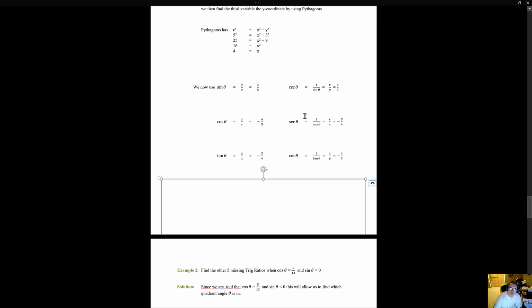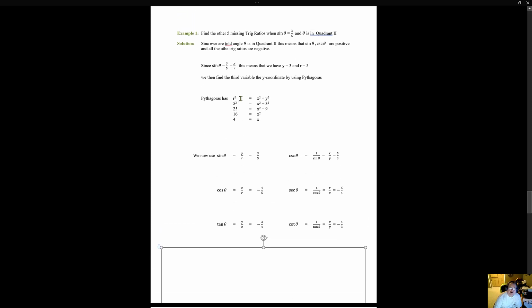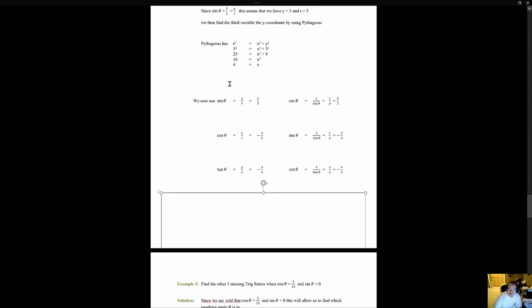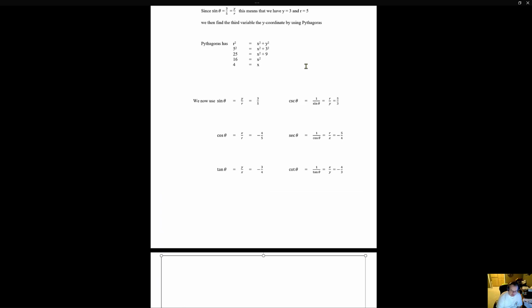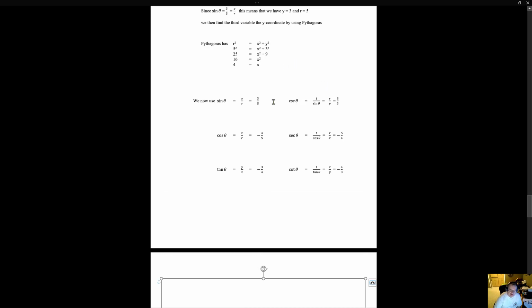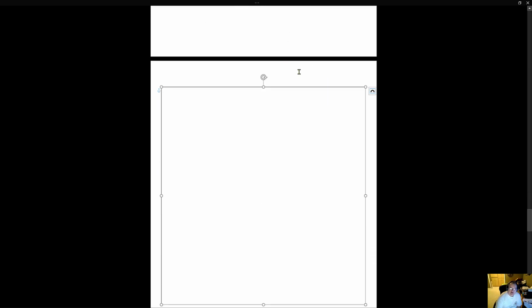So can you see that by the combinations of x, y, and r, we get all 6 trig ratios? And our starting information was really just 2 things. You told us what the sine of theta was, and you told us what quadrant theta was in. And that is pretty much the package. Tell me one trig ratio and what quadrant that angle is in, and I'll be able to tell you, and hopefully so will you, what all 6 trig ratios would be equal to in that particular situation.